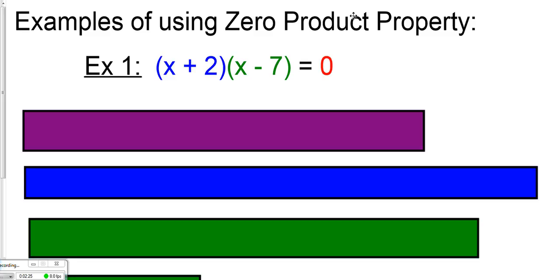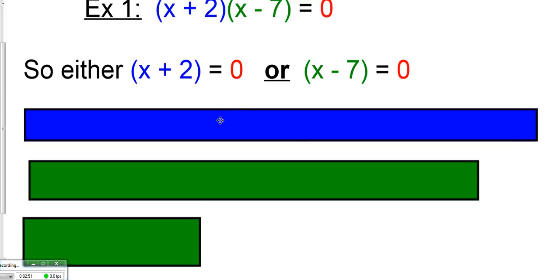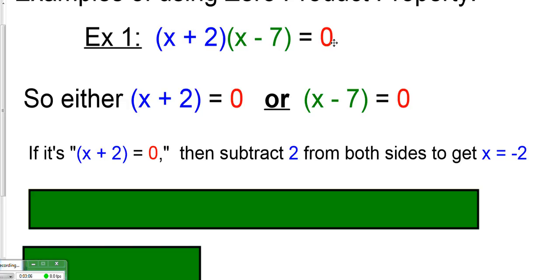So, looking at examples using our zero product property, instead of using a and b, I'm going to use these two binomials. Here is our a, here is our b. These are being multiplied and they come out to 0. What this tells me then is either this chunk equals 0, so either x plus 2 equals 0, or this chunk, x minus 7, equals 0. Let's pretend it was this x plus 2 that equaled 0. If it is, then we just subtract 2 from both sides, and we would get that x has to equal negative 2. That's one possible way for this to be correct.